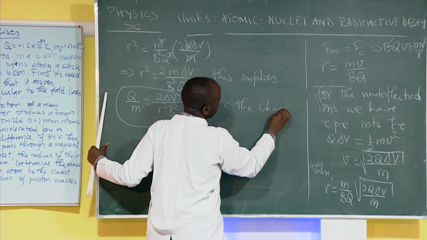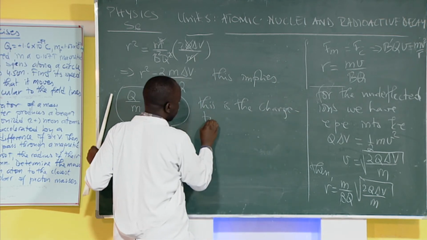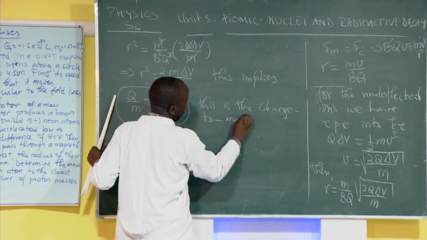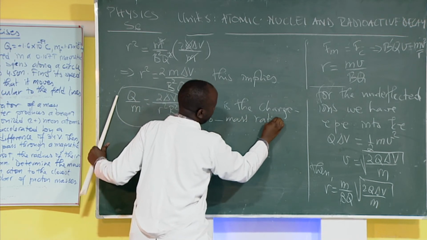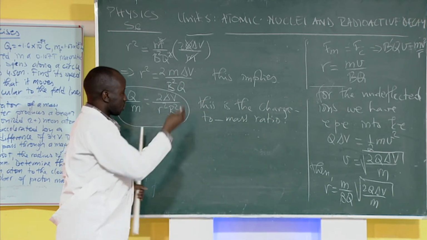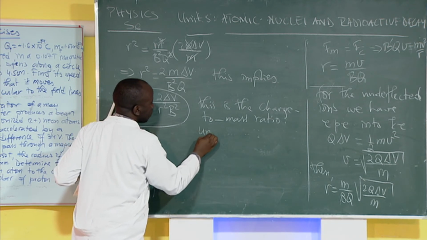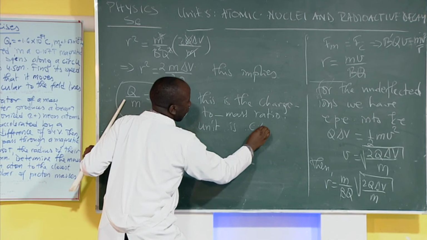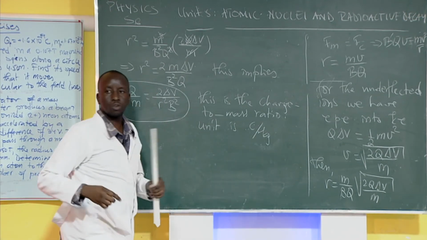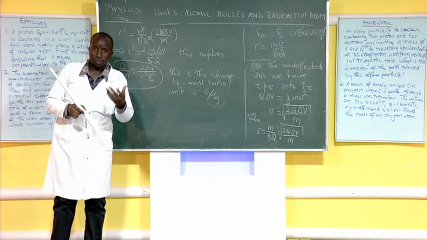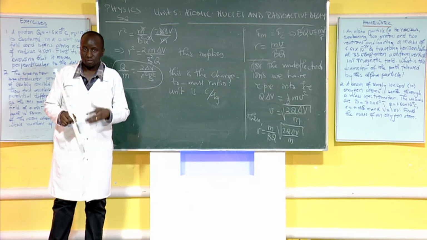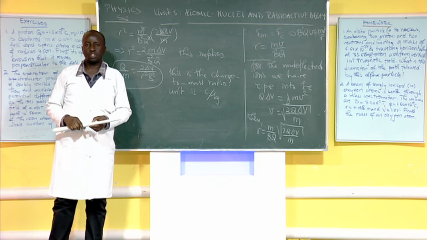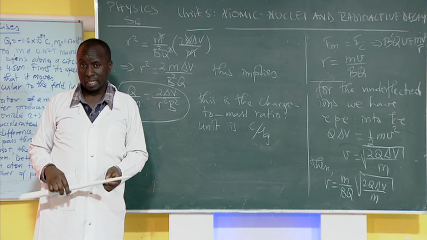charge to mass ratio. So it means that the unit for this is the charge over a kilogram, and this means that we have it as a specific charge. Again, this is another way of calling it, okay?